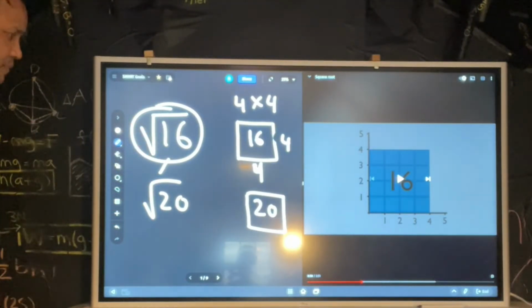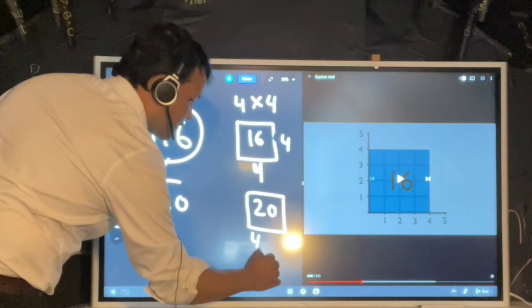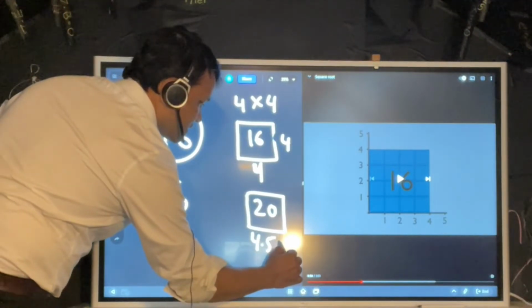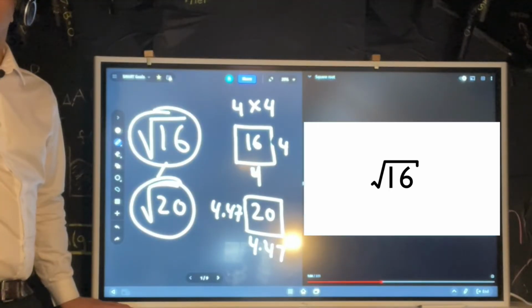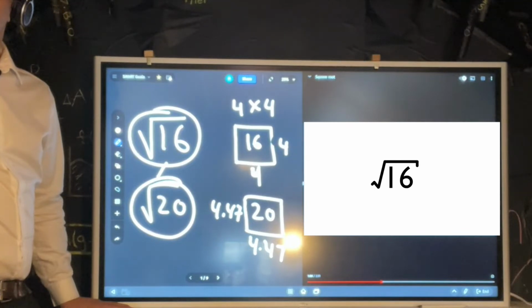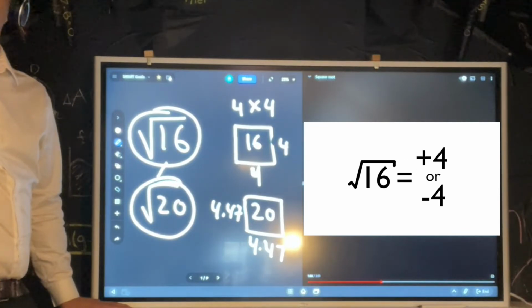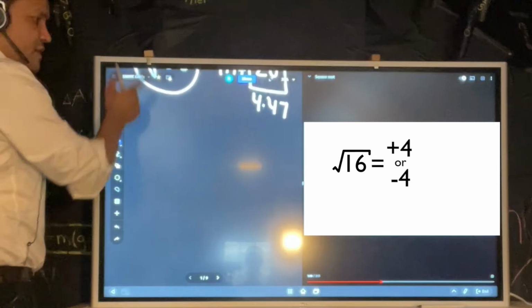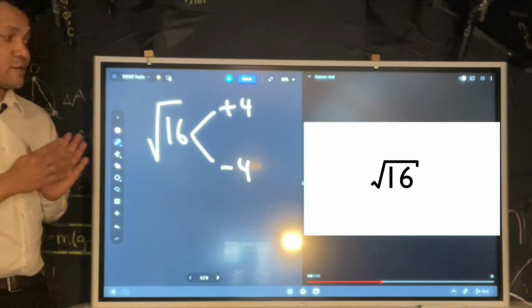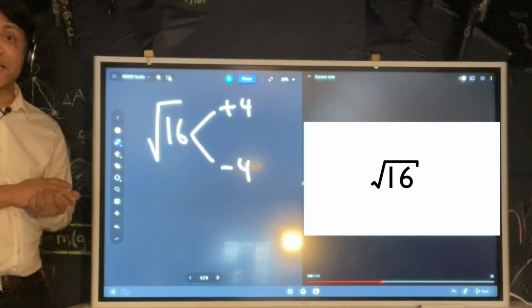Okay. Square root of 20. So it's probably 4.5, I guess. 4.47. But Professor, if you take root 16, won't you get plus 4 and minus 4? Okay, a student asked an important question.